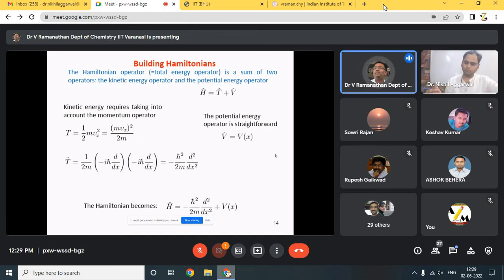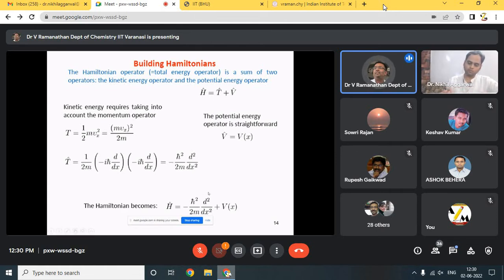You just substitute that and you get this expression for the kinetic energy in the quantum domain as minus h bar square by 2m d square by dx square. So it's a second order differential operator, kinetic energy, and to that you add the potential operator V of x, and that you get as your energy operator.